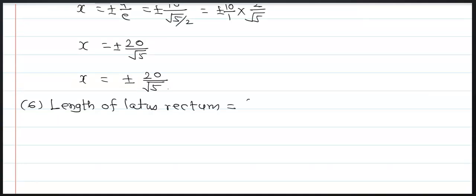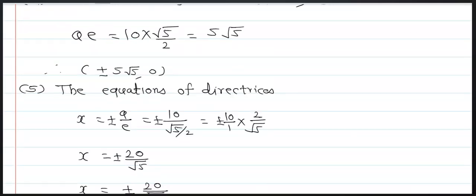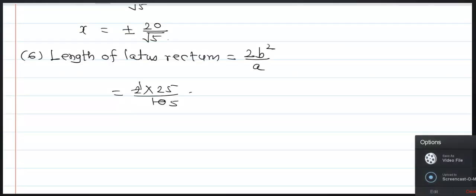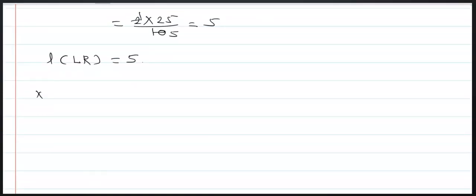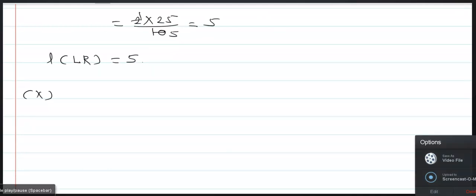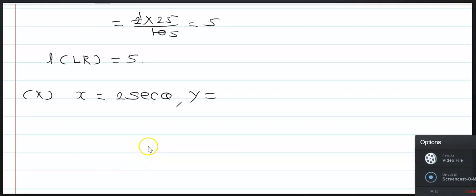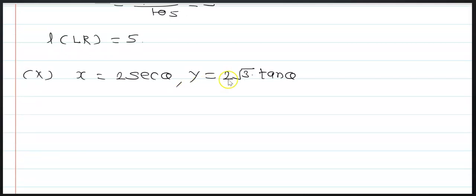And the next is the length of the latus rectum, 2b square upon a, that is 2 into 25 upon 10, that is equal to 5. Therefore, the length of latus rectum is equal to 5. Therefore, x is equal to 2 sec theta and y is equal to 2 root 2 tan theta.